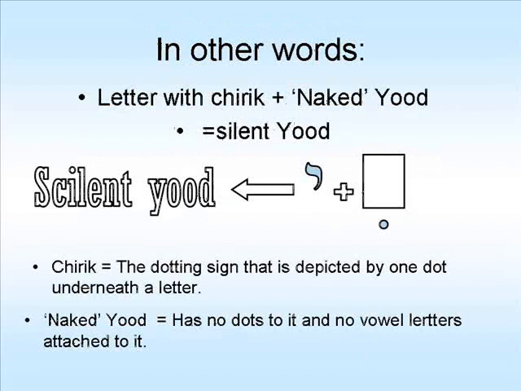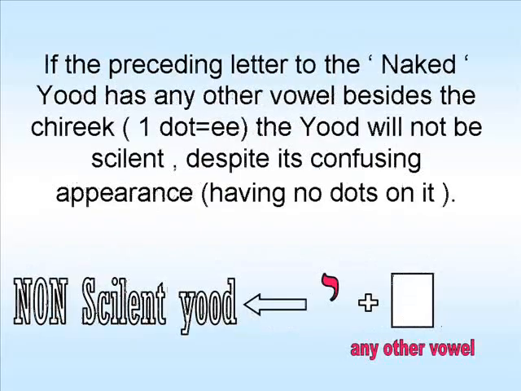In other words, letters with chrik and naked Yood equal silent Yood. Chrik, that's a dotting sign that is depicted by one dot underneath the letter. And a naked Yood, that means that the Yood has no dots to it and no vowel letters attached to it. If the preceding letter to the naked Yood has any other vowel besides the chrik, that's one little dot, the Yood will not be silent, despite its confusing appearance, having no dots on it.